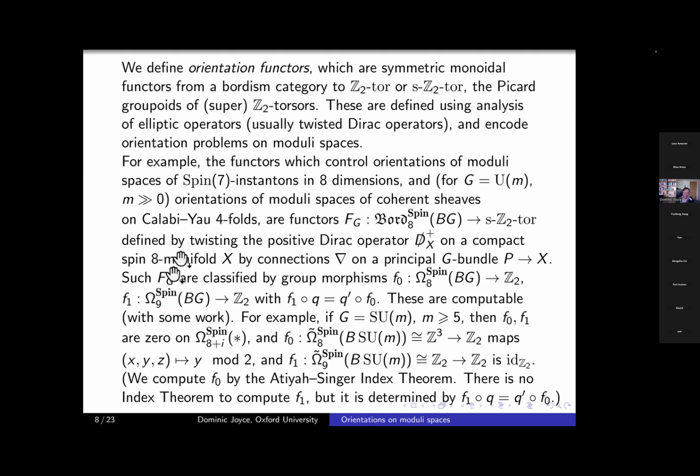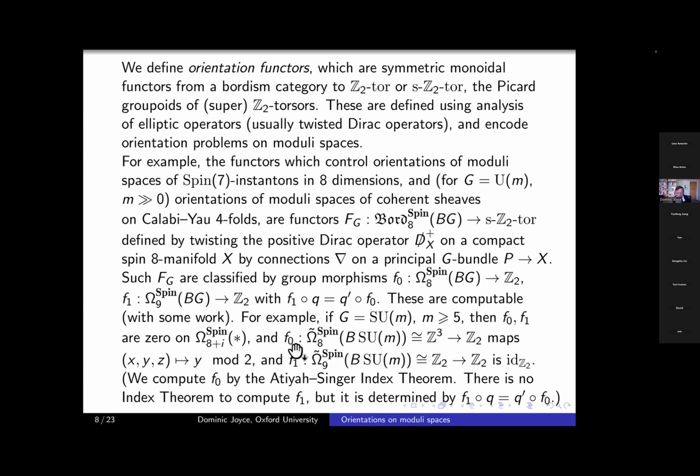Okay, so functors of this kind are classified by group morphisms F0 from Ω^Spin_8(BG) into Z2, and F1 going from Ω^Spin_9(BG) into Z2, with F1 of Q equal to Q′ of F0, where the Q′ is actually the identity map on Z2. So these F0s and F1s are computable with some work. For example, if I go back to my previous example of the bordism groups, if G is SU(m) for m at least 5, F0 and F1 are 0 on the part of the bordism group which comes from the point. On the reduced bordism groups, F0 is a map from Ω̃_8(BSU(m)), which is Z3, into Z2. This maps (x, y, z) to y mod 2 in the particular basis of this Z3 which I chose. F1, well, both of these are Z2, and this is just the identity on Z2.